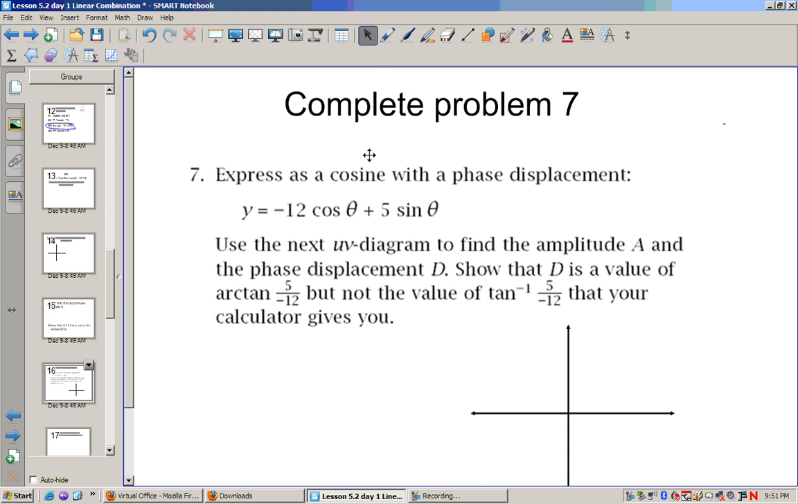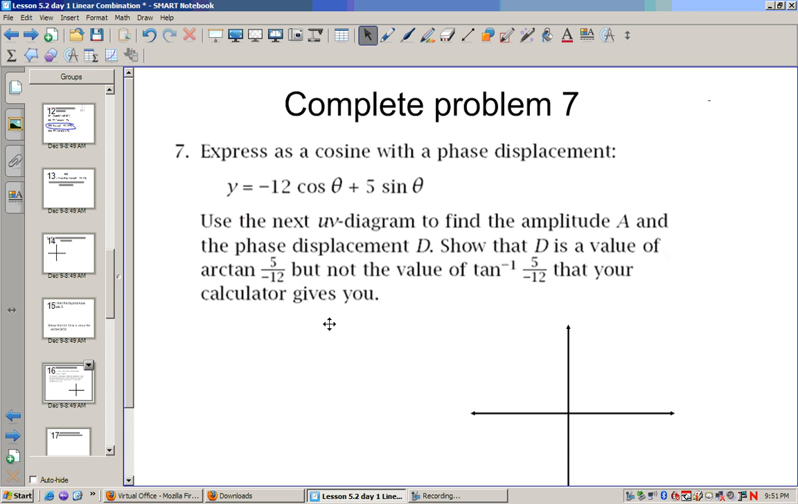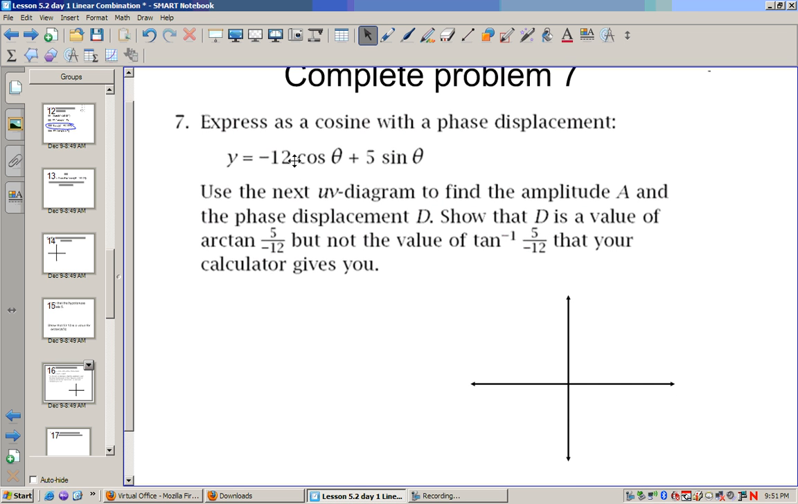Now, let's look at number 7. Number 7 says we want to convert negative 12 cosine theta plus 5 sine theta into one phase displacement, or one cosine with a phase displacement. So we're moving 12 to the left, 5 up. So this is a 5, 12, 13 triangle. So this is going to be 13.